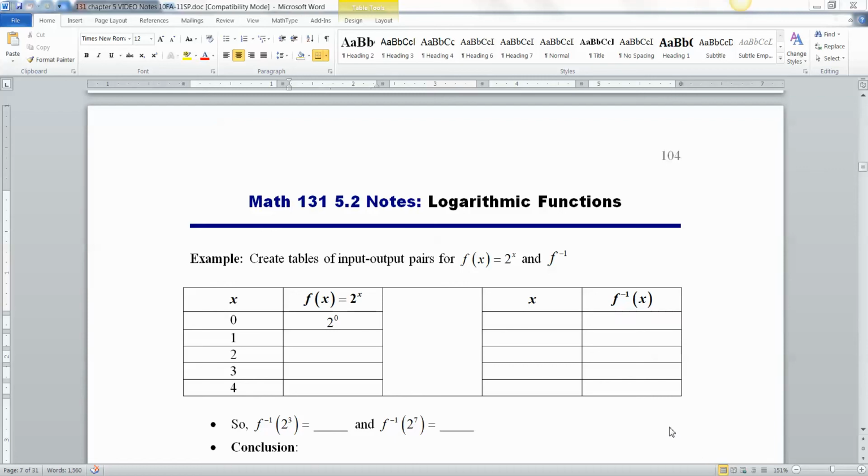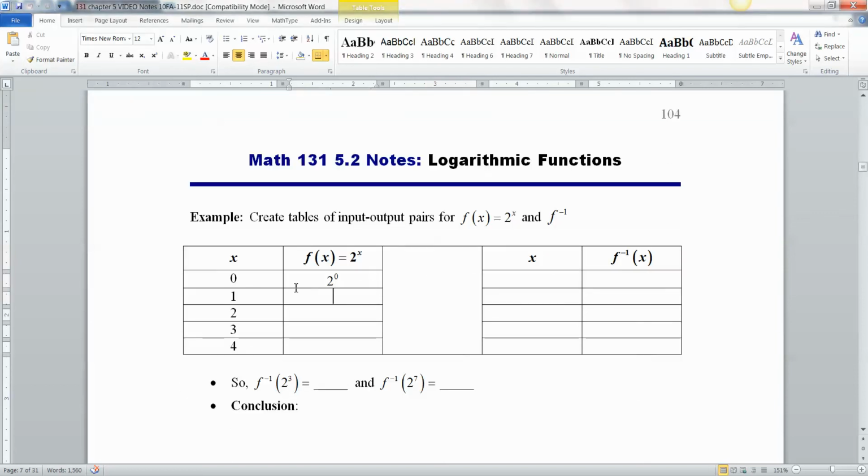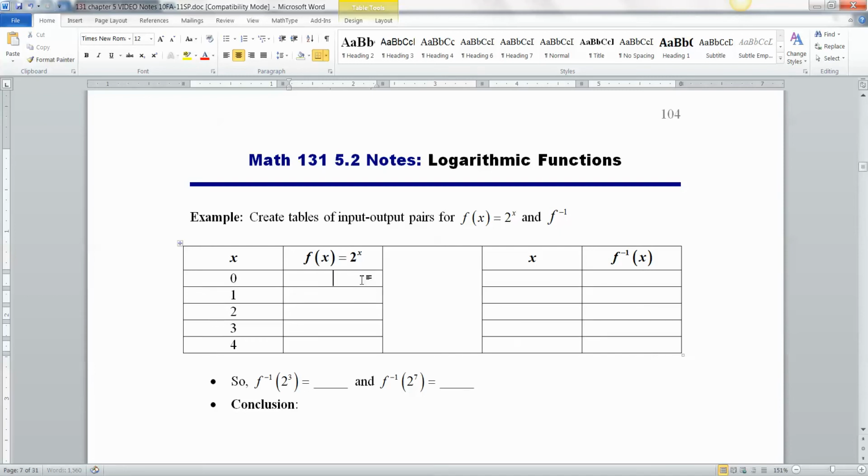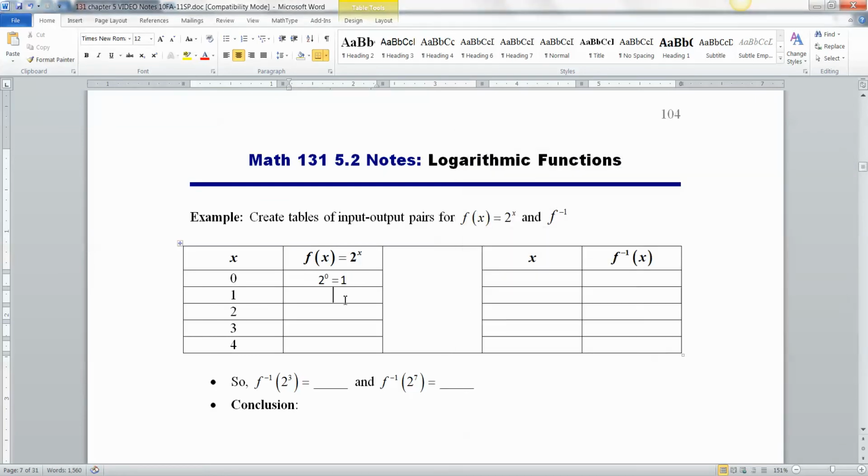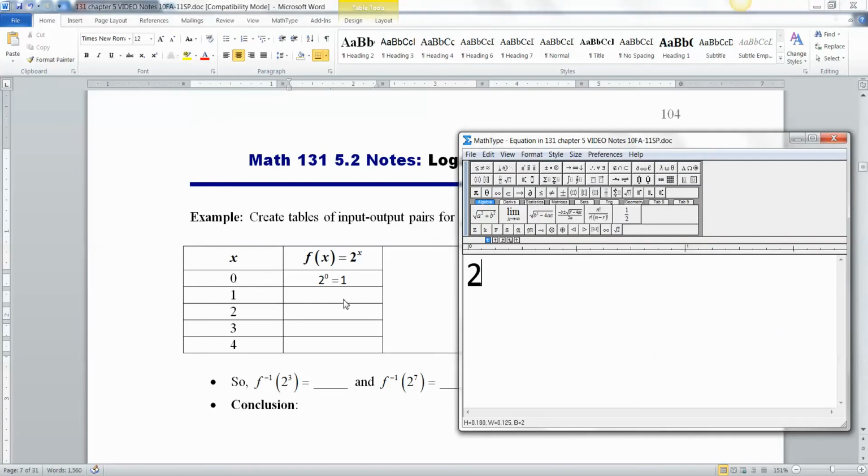Now we're going to apply what we've learned about inverse functions to an exponential function, and we're going to see what happens. So, for example, I have 0 here, 1, 2, 3, 4, and I'm going to find f of x values. Now, we all know that 2 to the 0 is equal to 1. All right. Then 2 to the 1 is equal to 2. Now, write them both down.